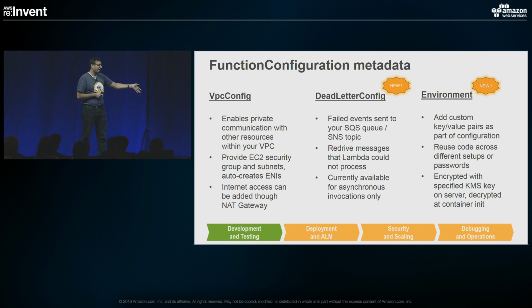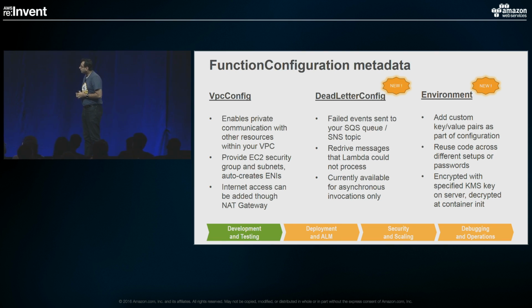And when you set this, Lambda will set up an ENI. It will take an ENI from your account. It will take a private IP from the subnet you provided, and then connect into your VPC to access these resources. Another thing we announced this morning is the dead letter config.